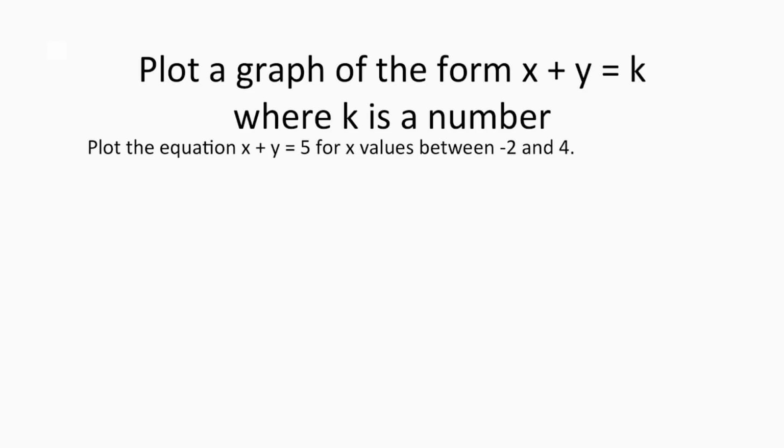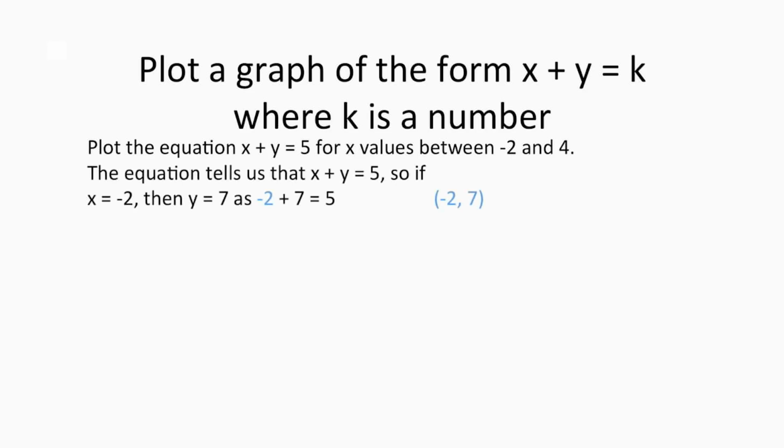Now if you think what the equation x plus y equals 5 means, it means that our x coordinate added to our y coordinate should always give us an answer of 5. So if my first x value is -2, then my y value has to be 7, because -2 plus 7 gives me that answer of 5. So the first coordinate would be (-2, 7). Next, if my x value was -1, well then our y value this time would have to be 6, because -1 plus 6 gives us that answer of 5 again.